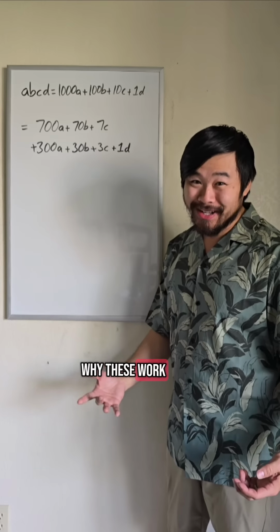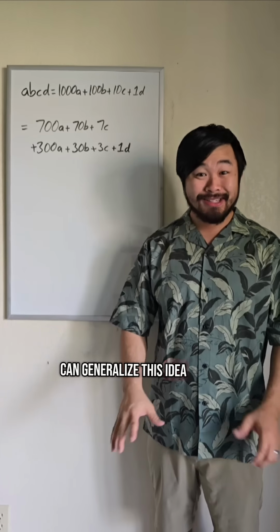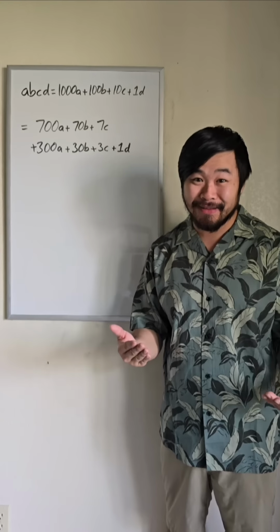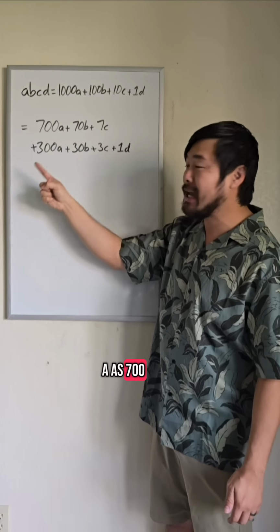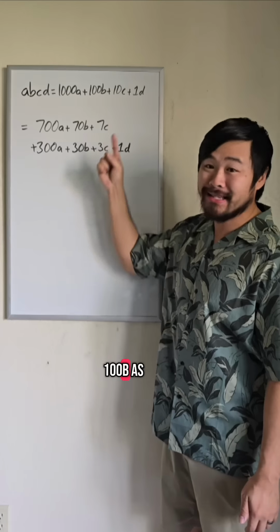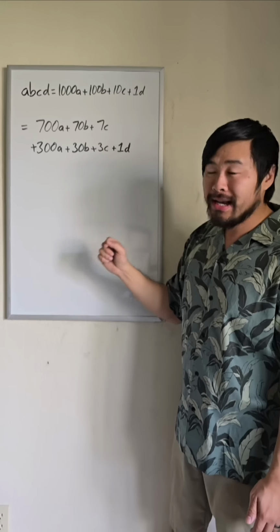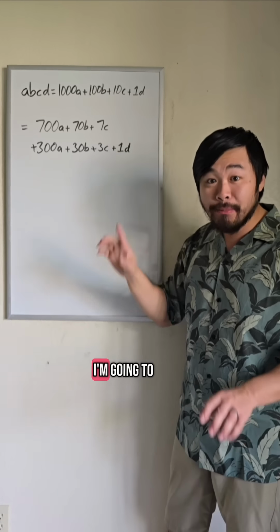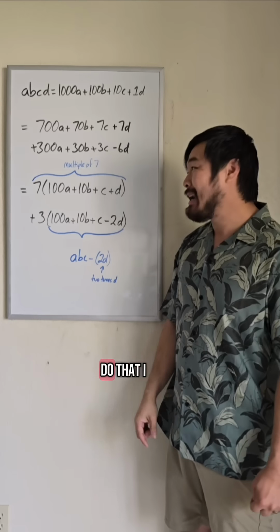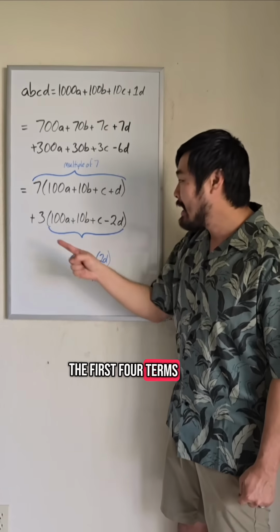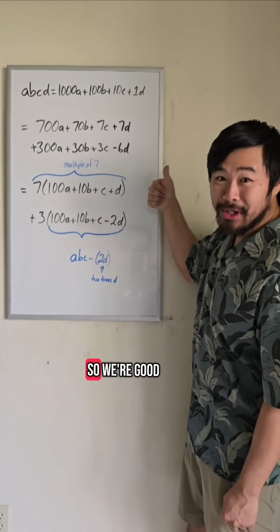Now let's prove why these work. I'm going to prove the 4-digit case, but we can see how we can generalize this idea. Say that we have a 4-digit number ABCD. We can rewrite it like this. And I'm going to rewrite 1000A as 700A plus 300A, 100B as 70B plus 30B, and 10C as 7C plus 3C. Now we have this 1D over here. I'm going to rewrite 1D as 7D minus 6D, because when I do that, I can factor out a 7 from the first 4 terms and a 3 from the last 4 terms. Now, this number is a multiple of 7, so we're good here.